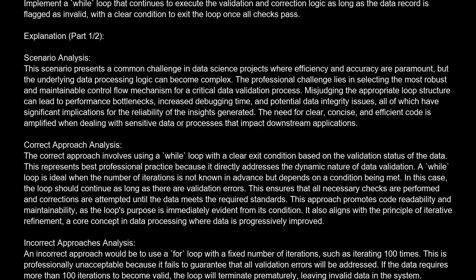Incorrect approach analysis. An incorrect approach would be to use a for loop with a fixed number of iterations, such as iterating 100 times. This is professionally unacceptable because it fails to guarantee that all validation errors will be addressed. If the data requires more than 100 iterations to become valid, the loop will terminate prematurely, leaving invalid data in the system. Conversely, if the data becomes valid within fewer than 100 iterations, the loop will continue unnecessarily, wasting computational resources and potentially introducing unintended side effects if the validation logic has side effects.